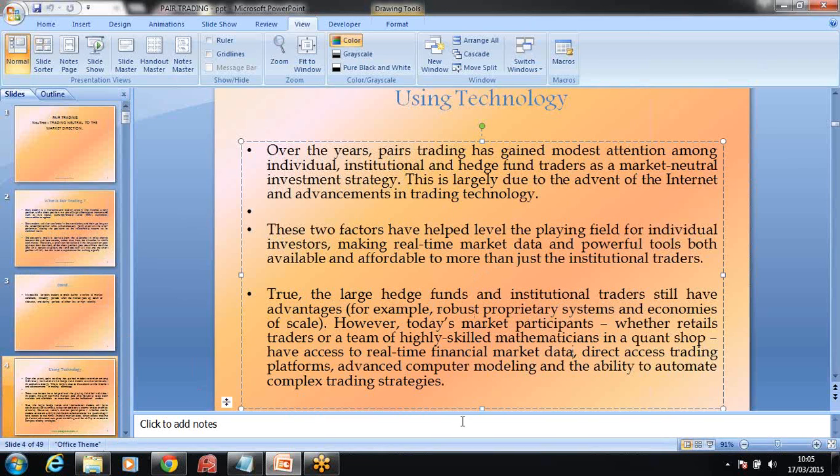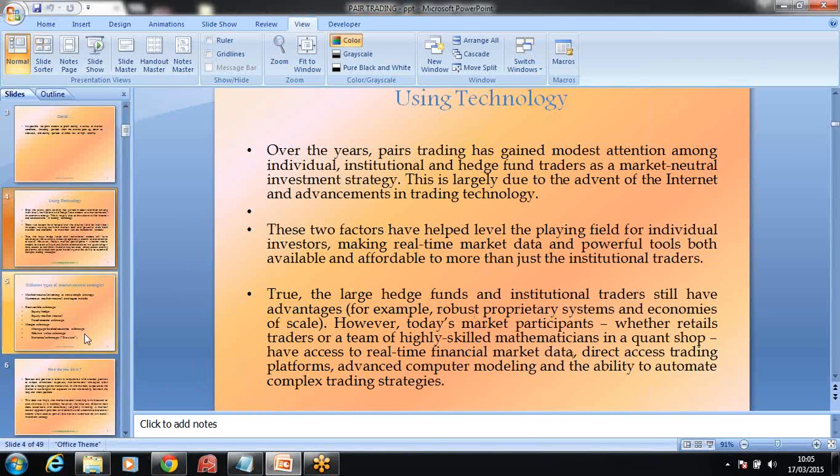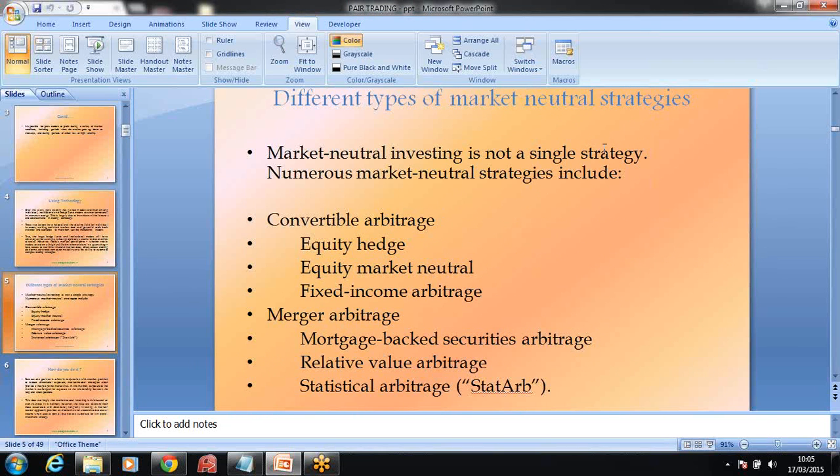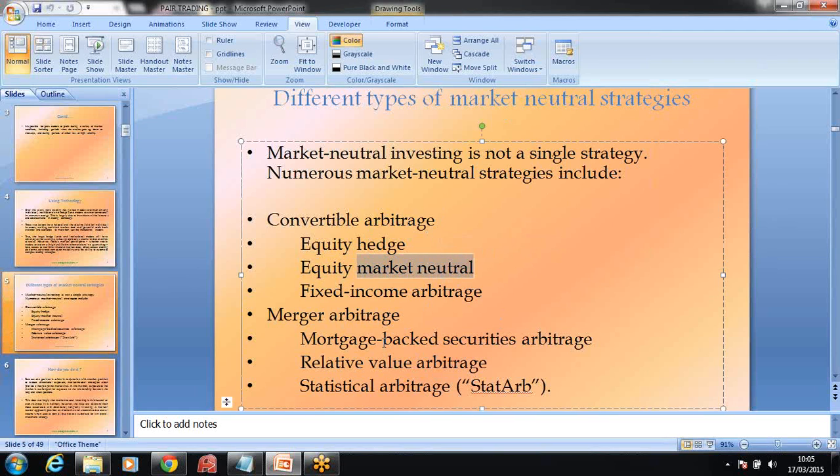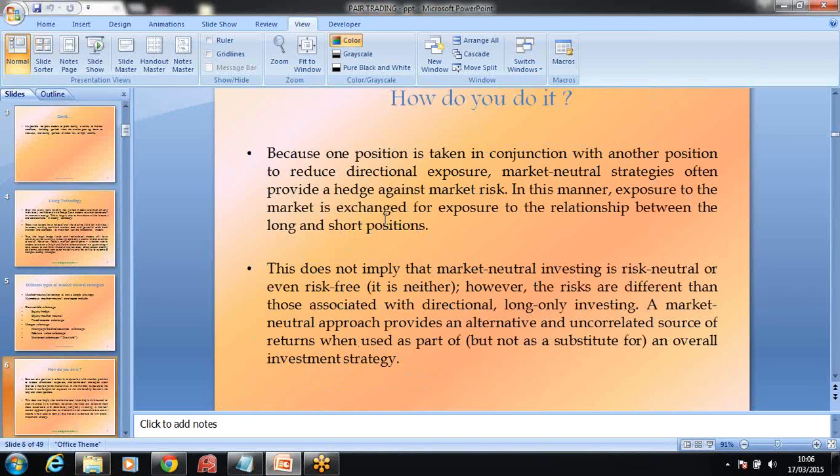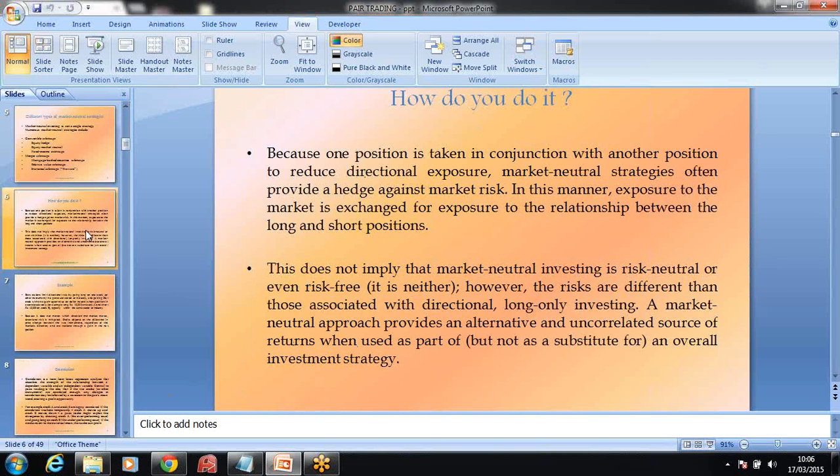Coming to the next point, different types of market neutral strategies. You have arbitrage, hedge fund, equity hedge, market neutral and so on. We are basically using a pair trading strategy, the same as what is mentioned here. How do you do it? You buy one in a particular pair. You go long on one symbol, and you go short on the other symbol. I'll show you how in real time. This is more of a theoretical knowledge, so maybe we'll skip this.